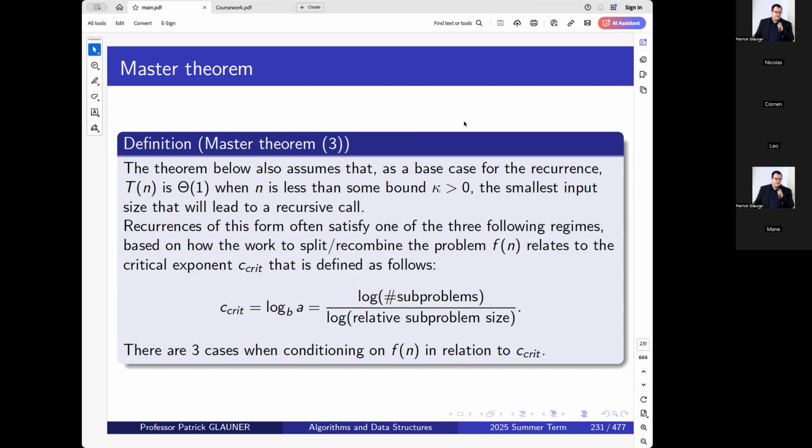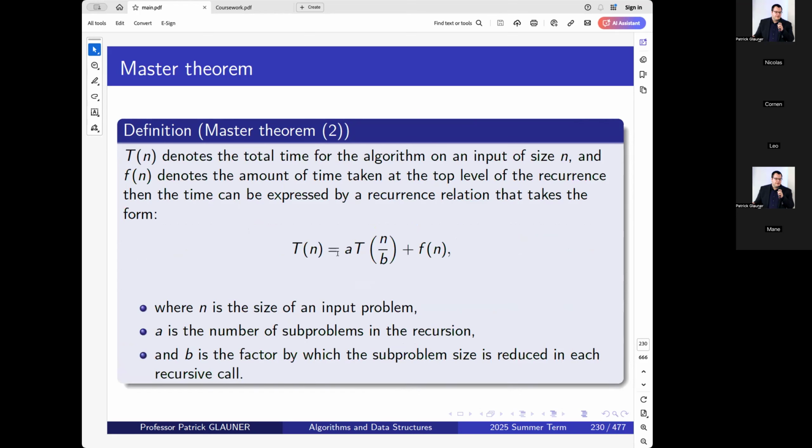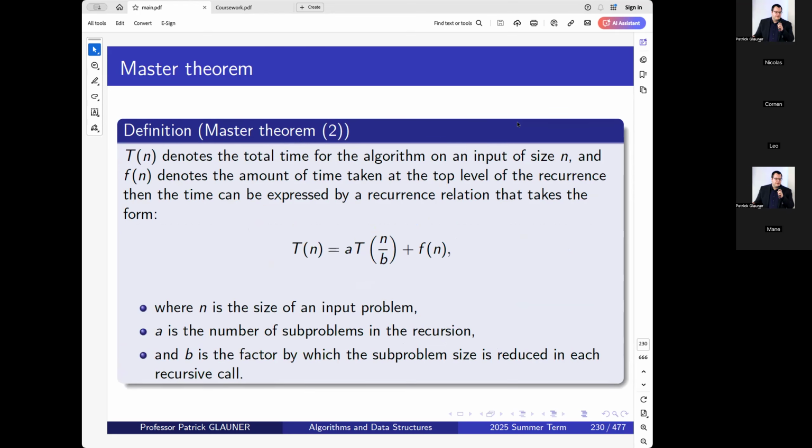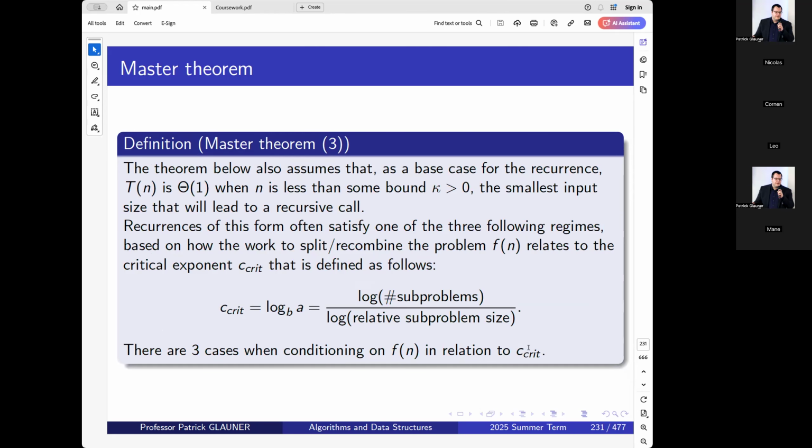Because I told you just before, we have 3 cases in the master theorem, and it's how A and B relate to each other. A is the number of subproblems, and B is the factor by which I'm reducing the problem, making it smaller for the subproblems. And depending on how A and B relate, we need to take a different case, especially when we condition on this f of n, which is this part here, related to a so-called critical exponent. And this critical exponent helps us to relate this A and B.